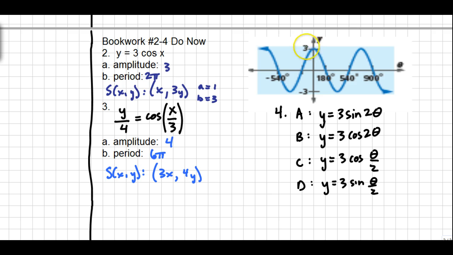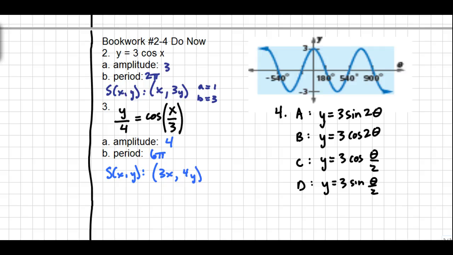You can see here that the top of the mountain goes up to 3, the bottom of the valley goes down to -3, so that's a total span of 6. The amplitude, remember, is going to be half of the total height from top to bottom. So the amplitude here ends up being a 3. All the equations have a 3, so that doesn't really help us in our quest for finding which one of these 4 is the equation.